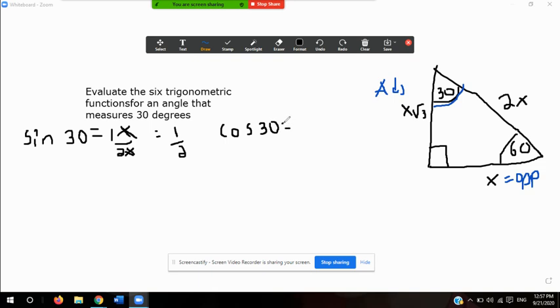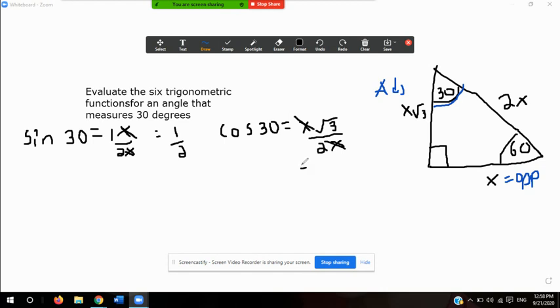Now we have to find the cosine of 30. So remember, the cosine of 30 is adjacent over hypotenuse. So that would be x times the square root of 3 over 2x. And what's going to happen here is that, again, the x's are going to cancel out. So this is going to cancel out, and my answer is going to be the square root of 3 over 2.